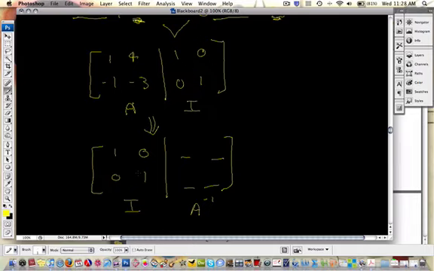So the method here is, if we're trying to find the inverse of a matrix A, we write it in a doubly augmented matrix, with the matrix on the left, the identity matrix on the right. Then we're going to use row operations in order to get it in reduced row echelon form. In other words, get the identity matrix on the left, and what will pop up on the right, conveniently, is the inverse of A. Okay?